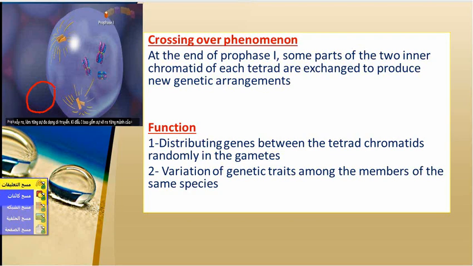So this is the most important difference between meiosis and mitosis. Mitosis gives you the same chromosomes with the same arrangement to give the same, identical traits. But in the case of meiosis, they are mixed to produce a new arrangement with new traits.